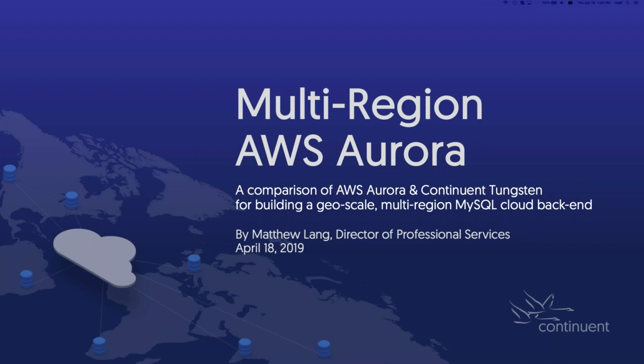Today, we're going to be talking about Multi-Region Aurora from AWS, and we're going to compare that with Continuent Tungsten. And our goal is to build a geo-scale multi-region MySQL in the cloud.